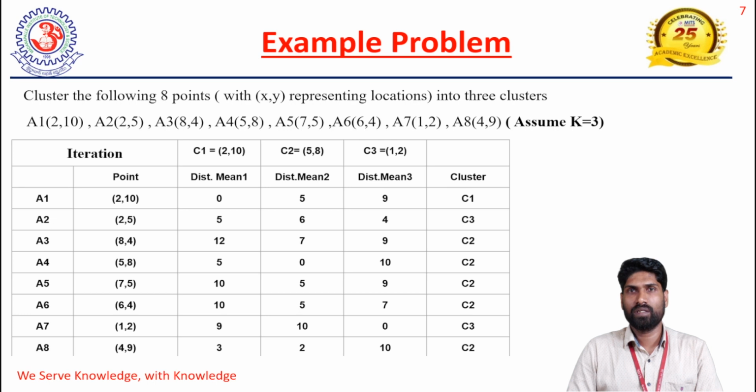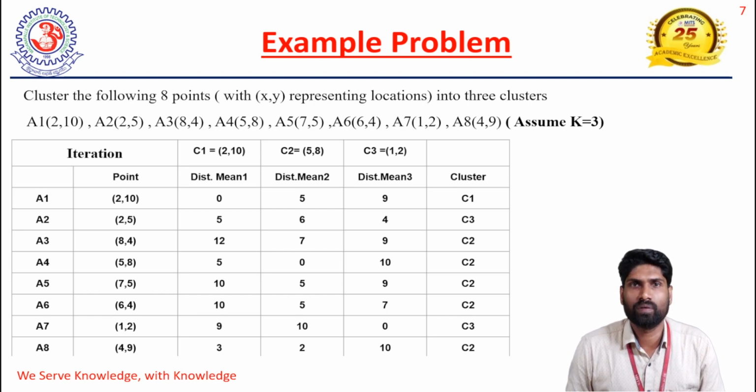The distance is modulus of 5 minus 2 plus modulus of 10 minus 8. So 3 plus 2 equals 5. Then the distance of C2 to A2, 2 comma 5 and 5 comma 8, is 3 plus 3, 6. Simple. Same way, Manhattan distance we are calculating. Then next A4 and C2, it is the same point, so it is 0.